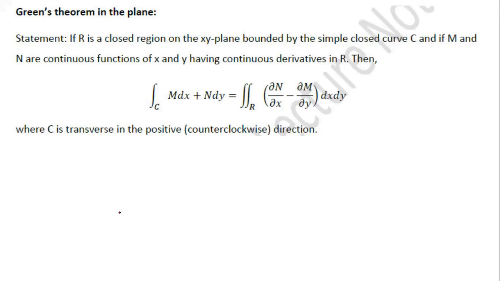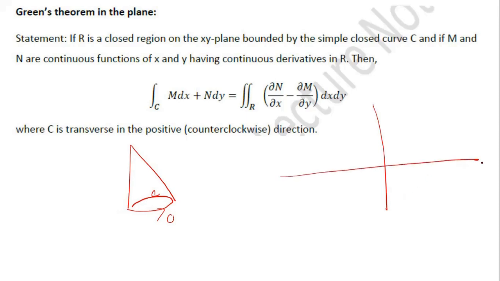So Green's theorem is another vector integration theorem, but the difference between Green's theorem and Stokes' theorem is that in Stokes' theorem you can have any irregular surface as long as it is an open surface, bounded by a closed curve. But in Green's theorem, we are only dealing with planar surfaces.